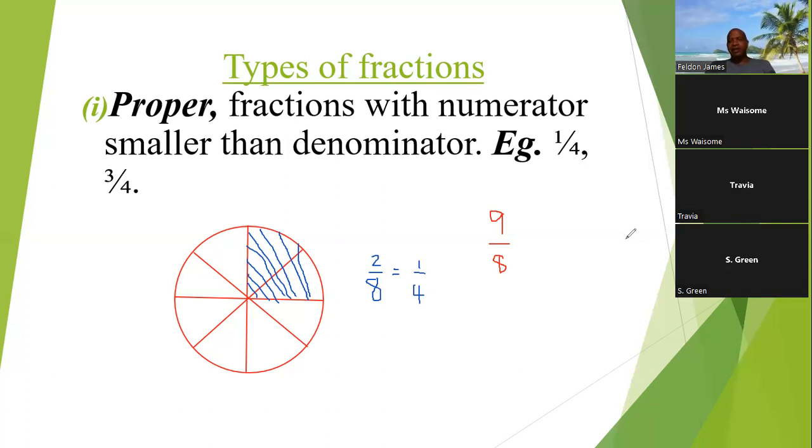But the denominator tells you the pizza is cut up into 8 equal parts, right? So we are saying that each of these slices would be the same in size. Now, if we have 8 parts out of 8, how many pizza do we have? 1. And if we have 9 parts out of 8, how many pizza do we have?